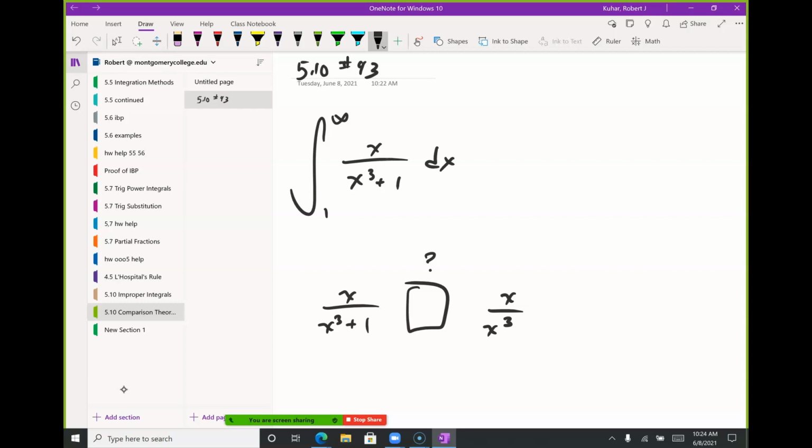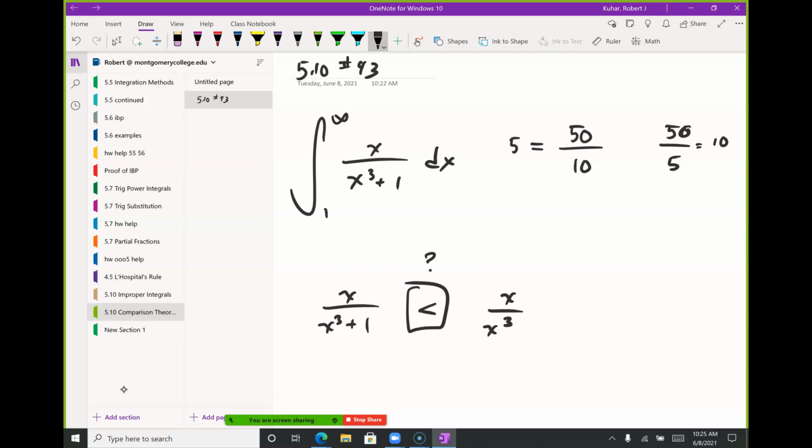right? So let's think about it. If I had 50 divided by 10 compared to 50 divided by 5, right? 50 divided by 10 is 5. 50 divided by 5 is 10. So when I cut off something positive from the denominator, I make my result bigger. Does that make sense? So I know that I'm talking about a less than symbol there, right? My original function is less than x over x cubed.